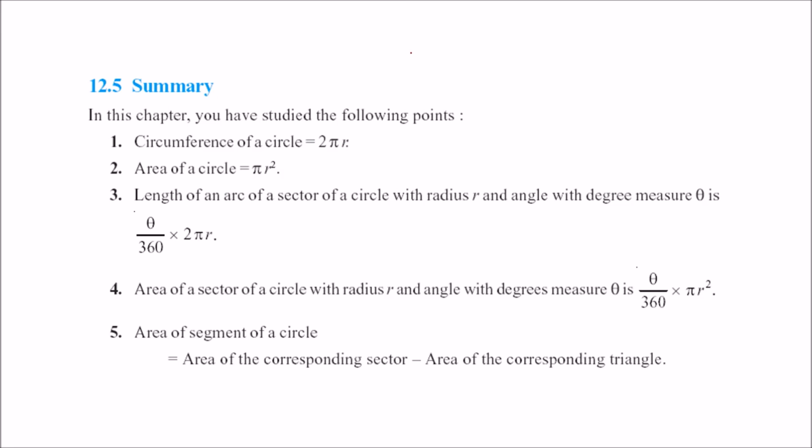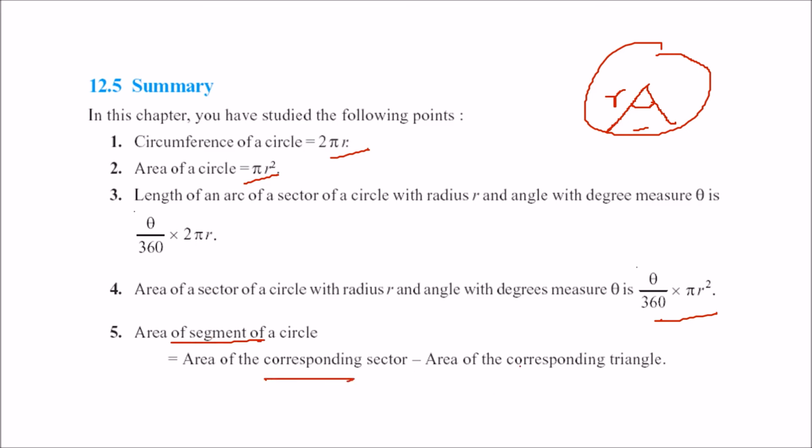So what we have seen in this chapter: the circumference of a circle is 2 pi r. The area of a circle is pi r square. The length of the arc of a sector with radius r and angle theta is theta by 360 into 2 pi r. The area of a sector is theta by 360 into pi r square. And if you want to find the area of the segment, then the triangle area has to be subtracted from the sector. So this was about this chapter.